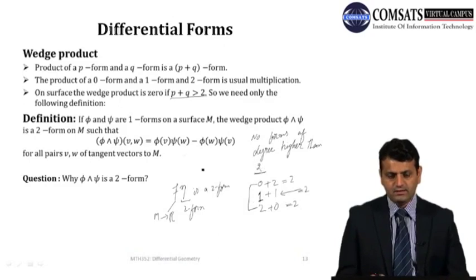So let us see. Let phi and psi be two 1 forms on the surface M. The wedge product phi wedge psi is a 2 form on the surface M, which is defined in the following way. So phi wedge psi applied on this pair of vectors v and w is equal to phi of v psi of w minus phi of w psi of v, for all pairs v and w of tangent vectors to M.